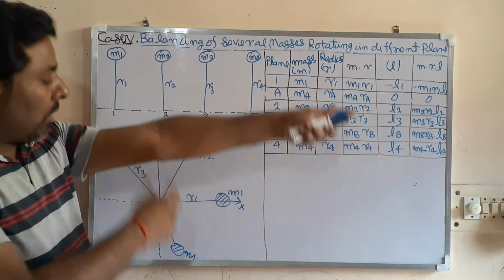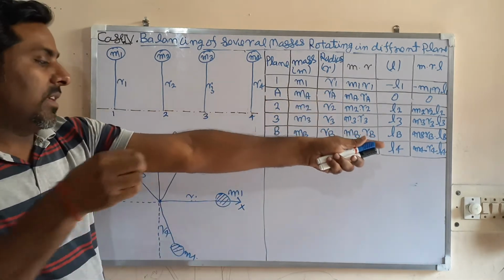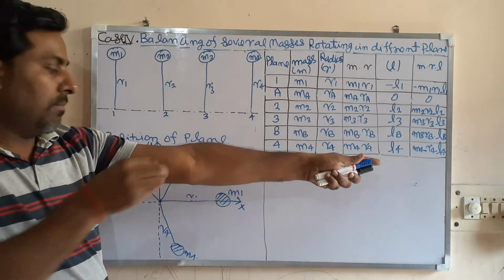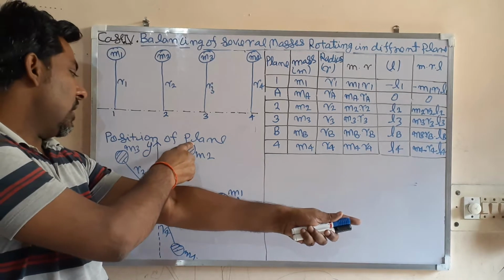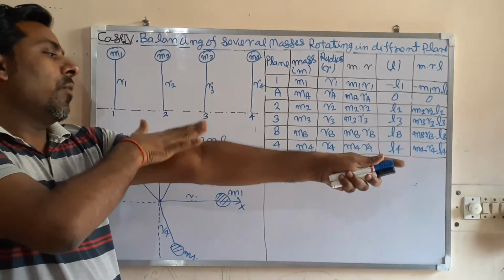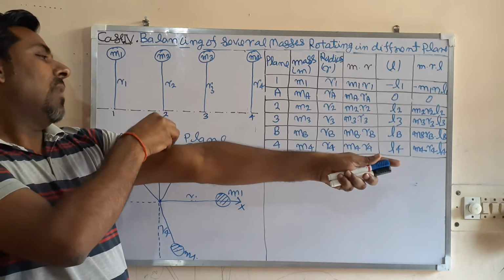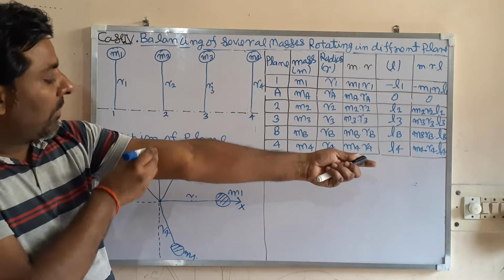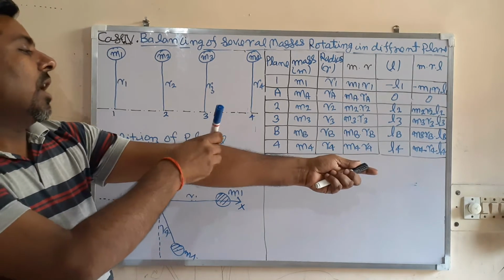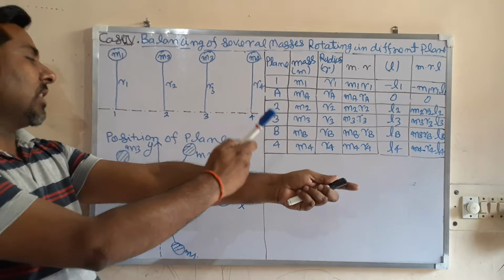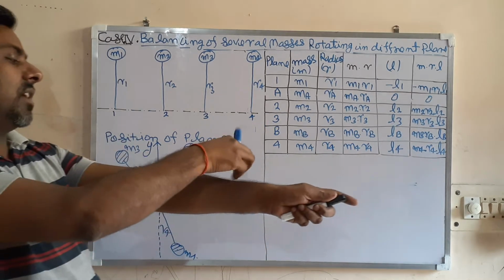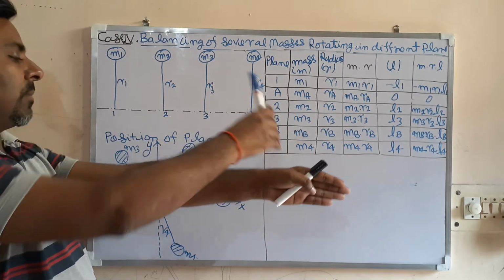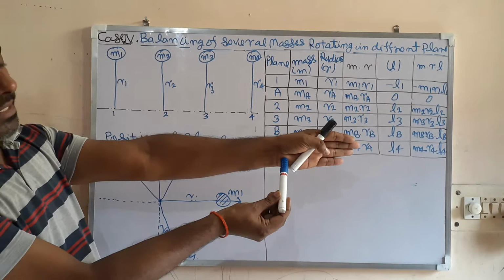At plane 1, mass M1 is along the x-axis; this is the x-axis, this is the y-axis. So mass M1 is along this. Now look here. Mass M2 is in this direction. At plane 1, mass M1 is here. At plane 2, mass M2 is in this direction. And at plane 3, M3 is in this direction. And at plane 4, M4 is in this direction.